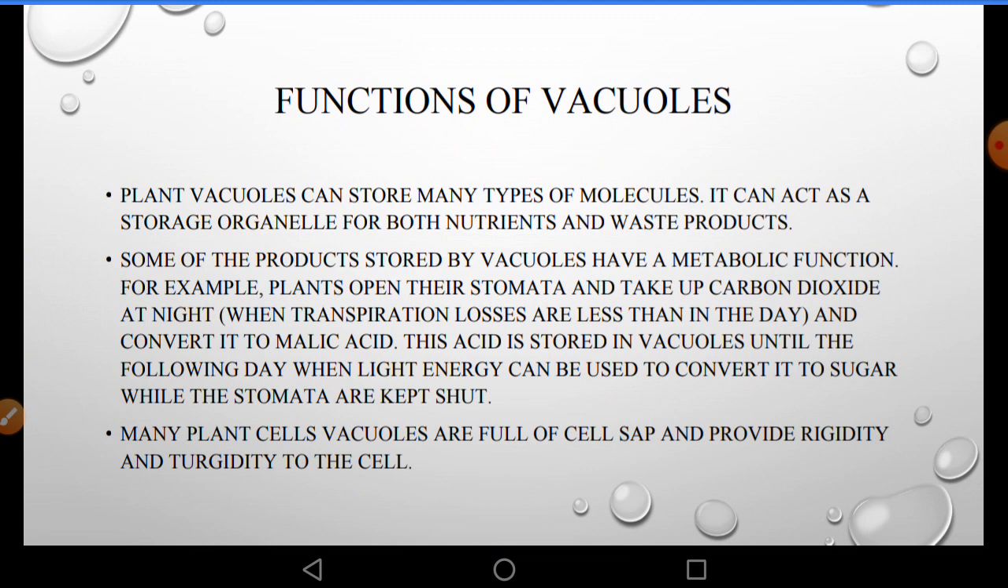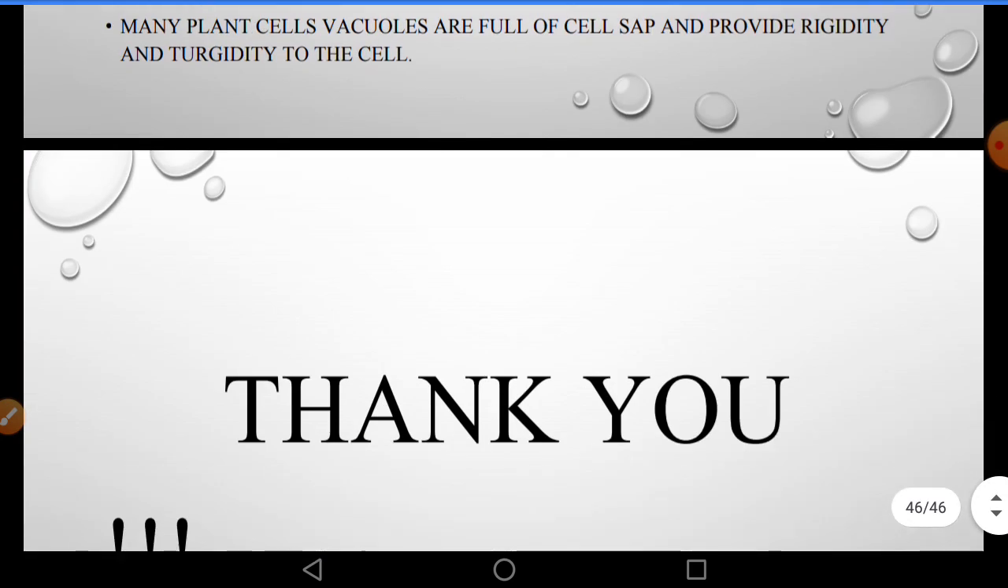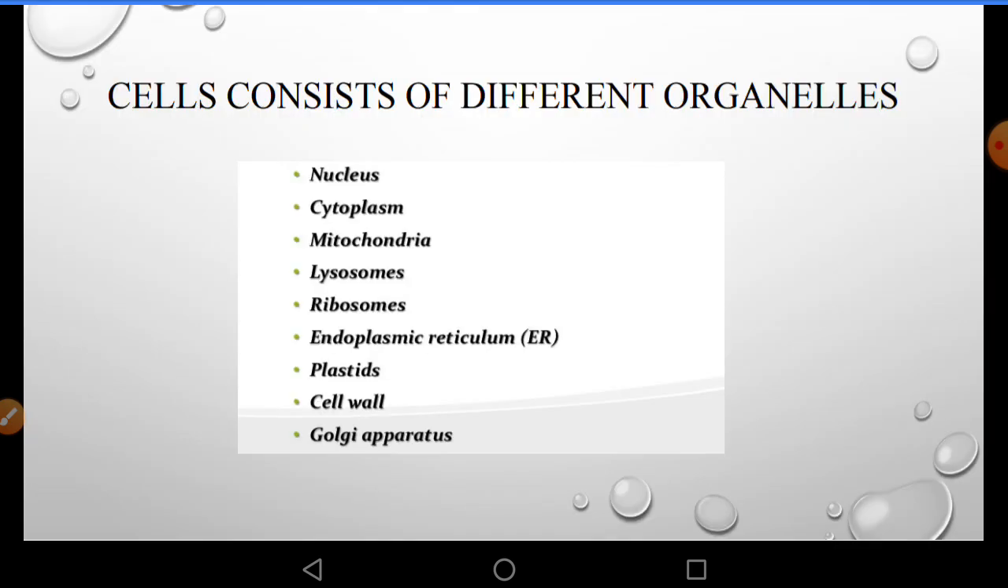Vacuole can store many types of molecules. It can act as the storage organelle for both. Some of the products stored by vacuoles have a metabolic function. Many plant cell vacuoles are full of cell sap and provide turgidity and rigidity to the cell. So in this way, we learn the different cell organelles: the cell wall, the cell membrane, the cytoplasm, then mitochondria, plastid, lysosome, ribosome, endoplasmic reticulum, Golgi apparatus, etc.